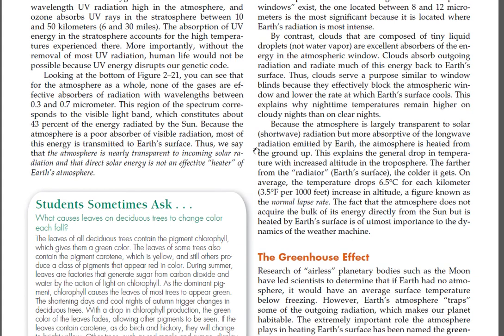This explains the general drop in temperature with increased altitude in the troposphere. The farther from the radiator, Earth's surface, the colder it gets. On average, the temperature drops 6.5 degrees Celsius for each kilometer, 3.5 degrees Fahrenheit per 1,000 feet, increase in altitude, a figure known as the normal lapse rate. The fact that the atmosphere does not acquire the bulk of its energy directly from the sun but is heated by Earth's surface is of utmost importance to the dynamics of the weather machine.